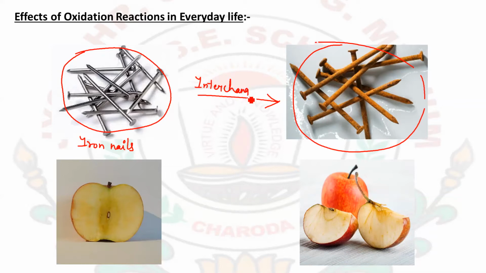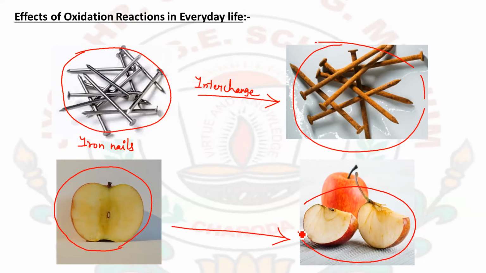Another kind of change you have seen in your daily life is when you cut an apple. A freshly cut apple looks like this, but when we keep it for some time, it looks like this. It becomes reddish and somewhat tarnished. Its surface becomes tarnished. So what are these changes which we are seeing in our daily life?